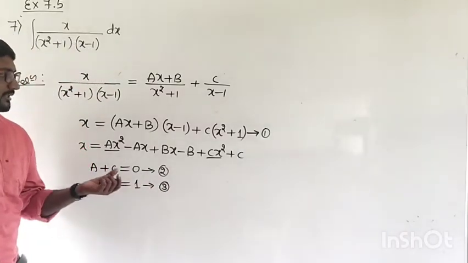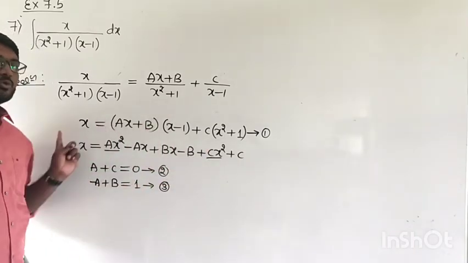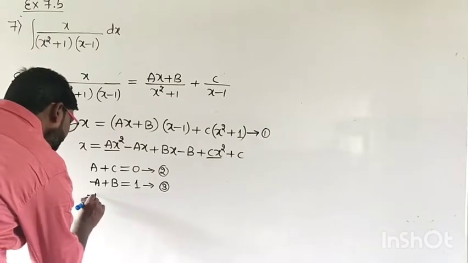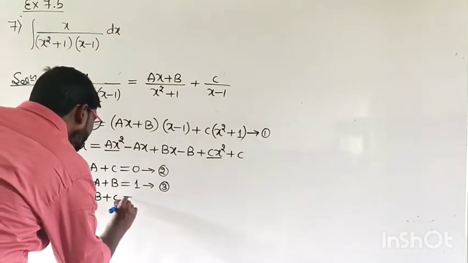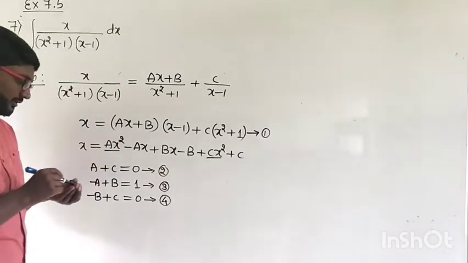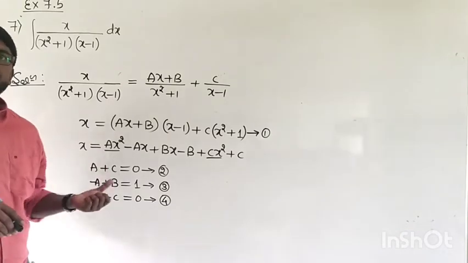Then what about the constant term? It is minus b plus c, which is equals to 0. These are the constant terms. I call this as equation number 4. So now all the three variables are unknown now. A, B, C, all the three are unknown.